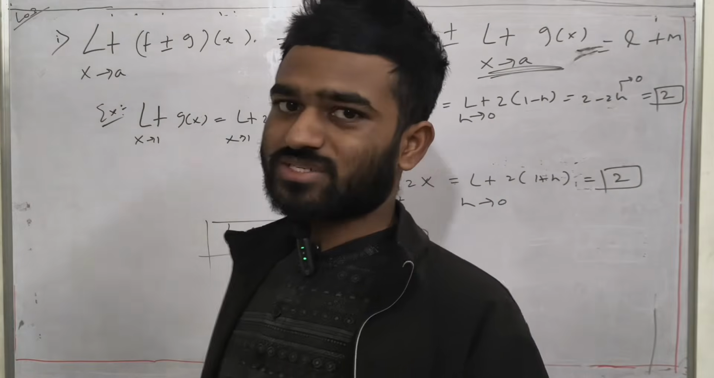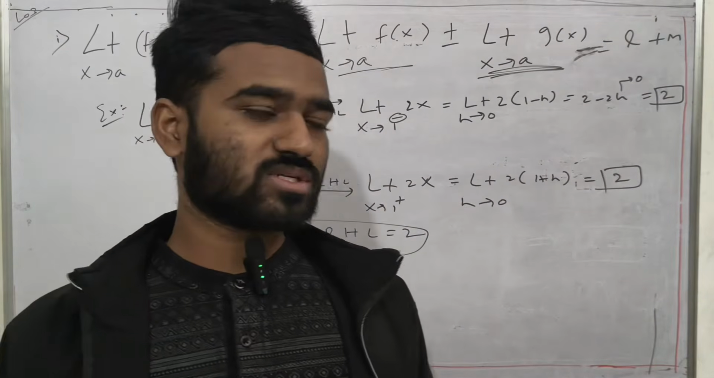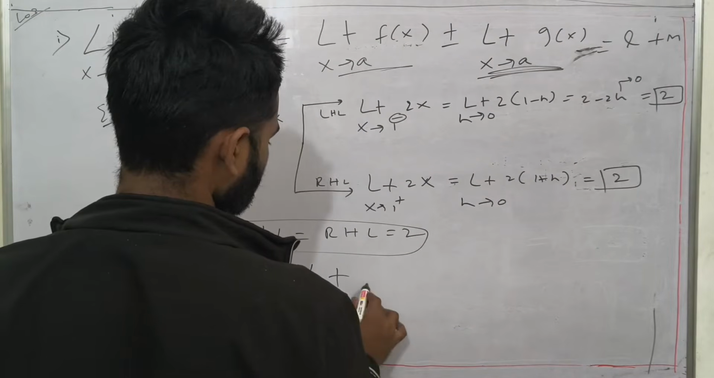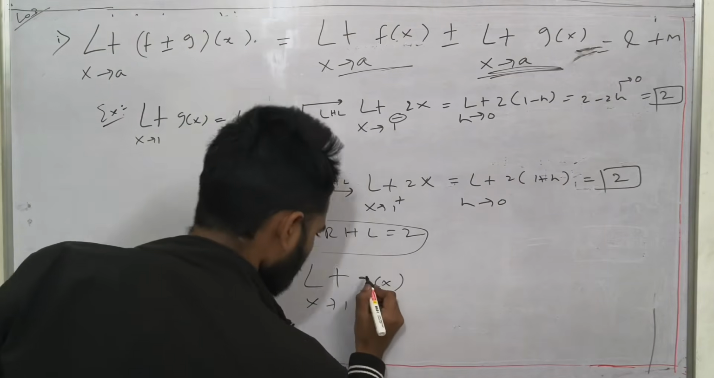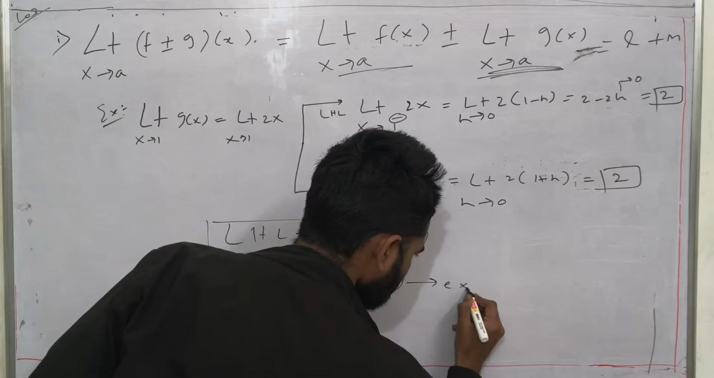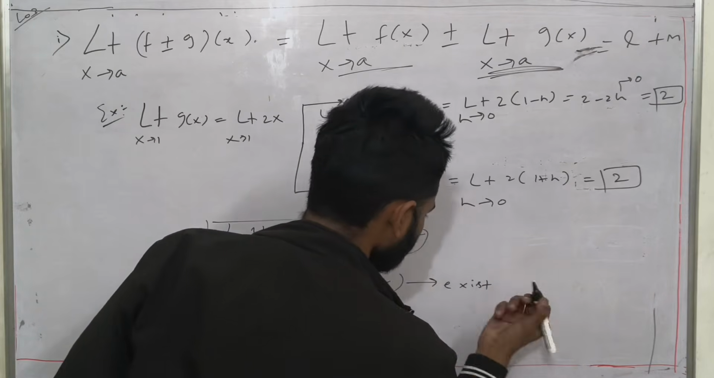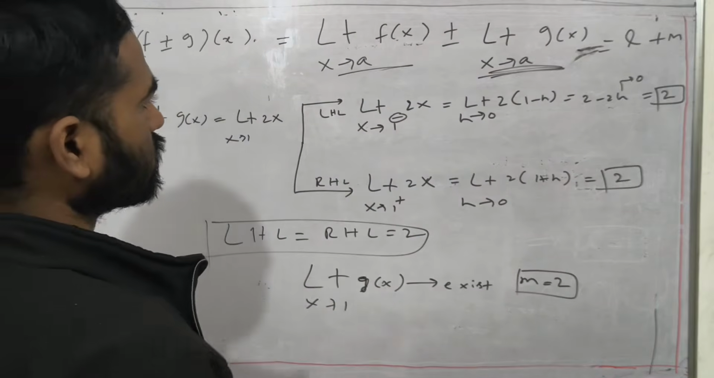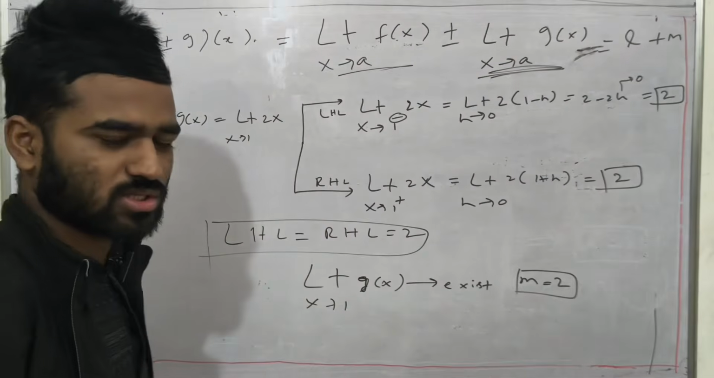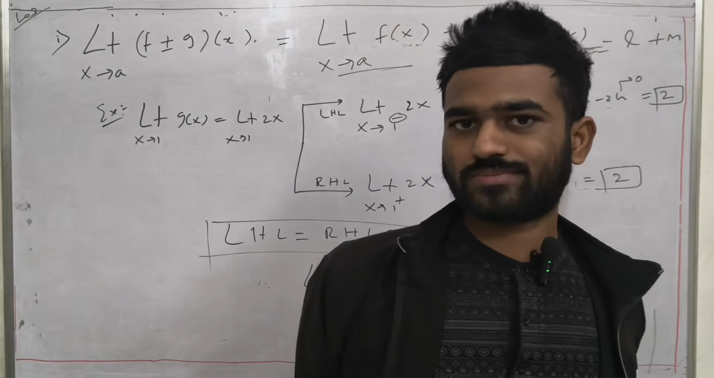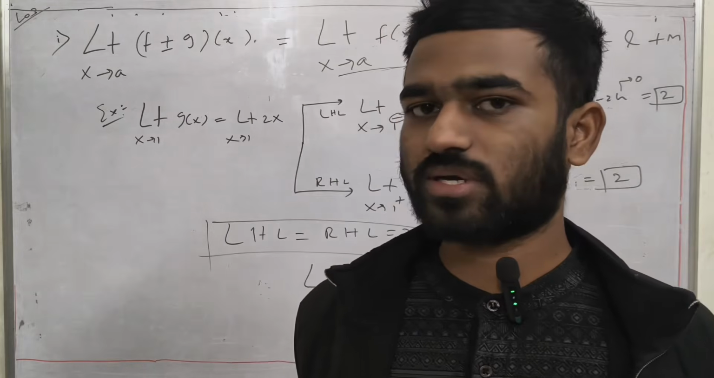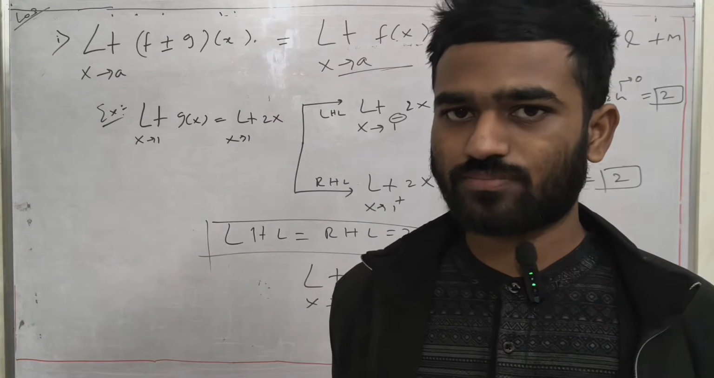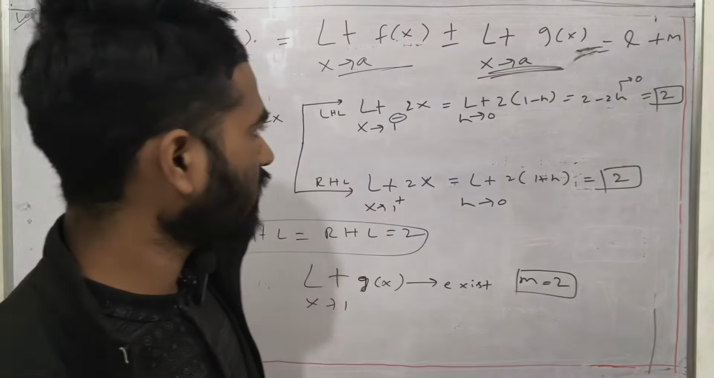What we can say is that limit x tends to 1 of g(x), that is 2x, exists, and the value of that is M equals 2. Good. So what is the condition for using these rules? Both L and M should exist. Here L exists, we got L equals 1, and M exists, we got M equals 2. So we can use this formula right now.